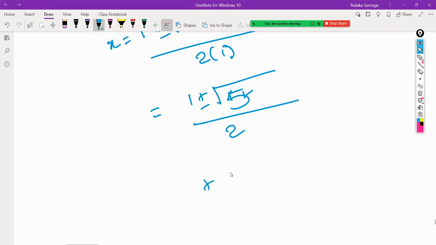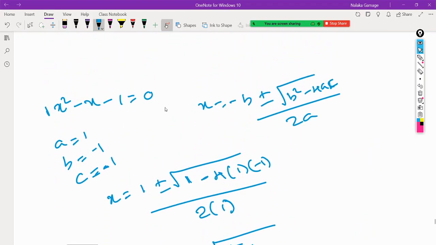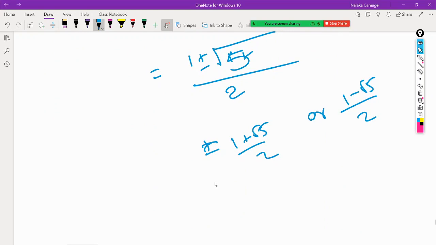1 plus root 5 divided by 2 and or 1 minus root 5 divided by 2. Let's see if it is correct. Minus b, plus 1, plus or minus b squared, that is minus 1 squared is 1, minus 4 times a is 1, c is minus 1, minus into minus is plus, 4 into 1 into 4 is 4, 4 plus 1 is root 5. 1 plus root 5 divided by 2, 1 minus root 5 divided by 2.